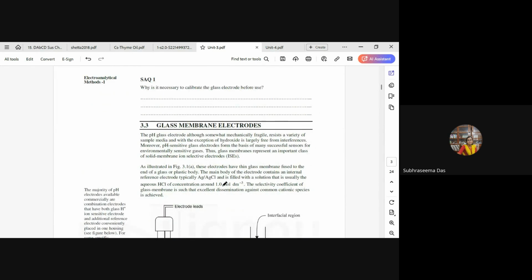Now coming to glass membrane electrodes. The pH glass electrode is very fragile in nature and it resists a variety of sample media with the exception of hydroxide. This pH sensitive electrode forms the basis of many successful sensors for environmentally sensitive gases. The glass membranes represent an important class of solid membrane ion selective electrodes. Hence we'll talk about glass membrane electrodes.